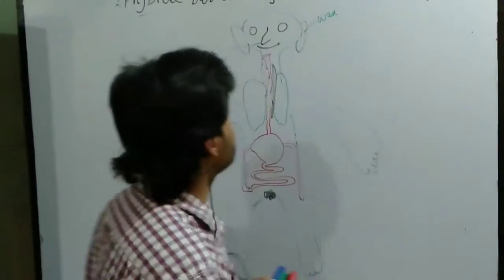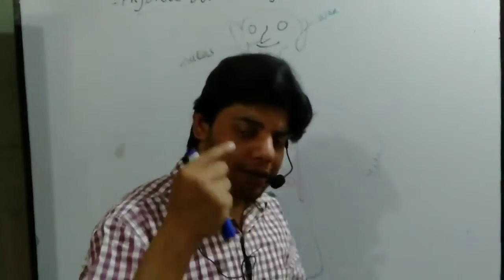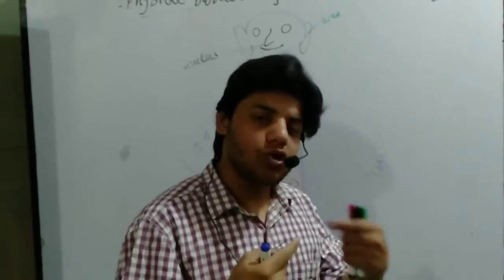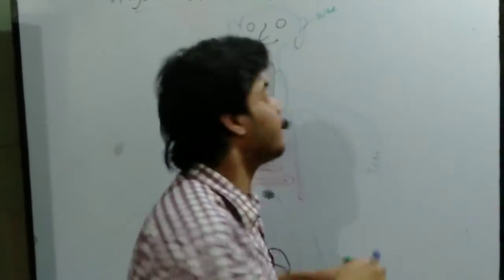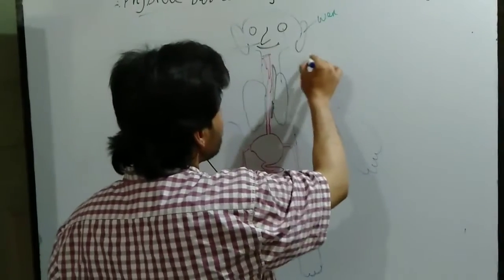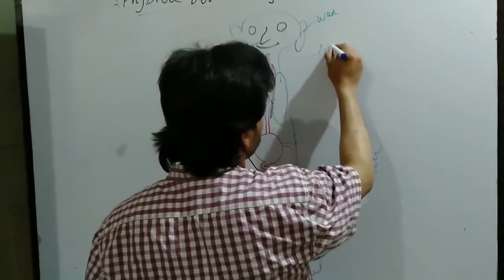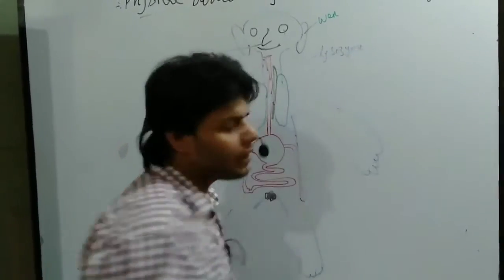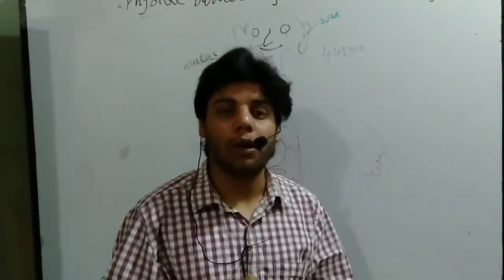Next we have the eye. From the eye, tears sometimes come out, which contain lysozyme and which also act as a physical barrier. So inside the tears there is lysozyme, which has antimicrobial properties.